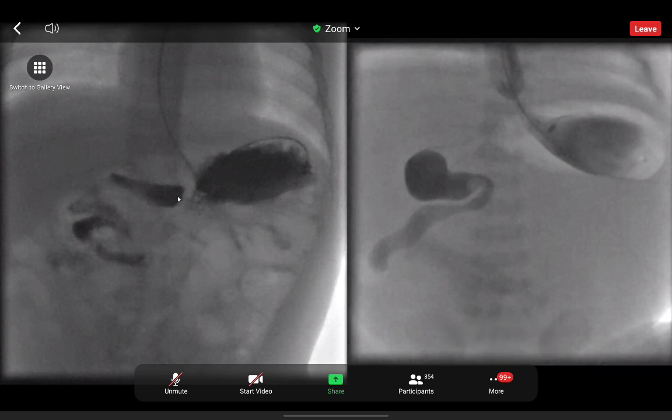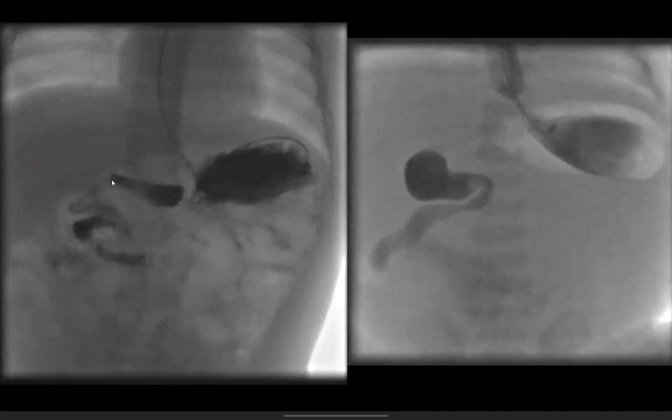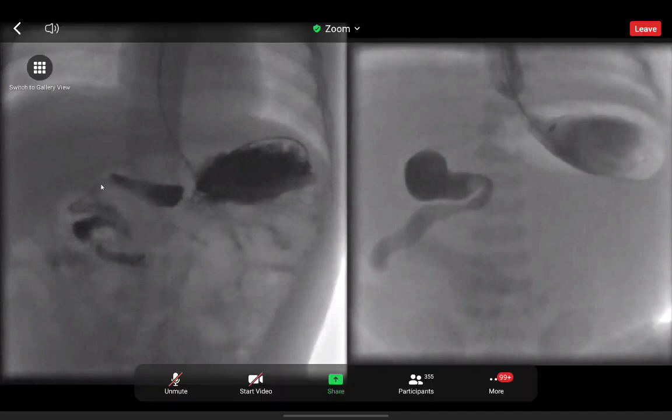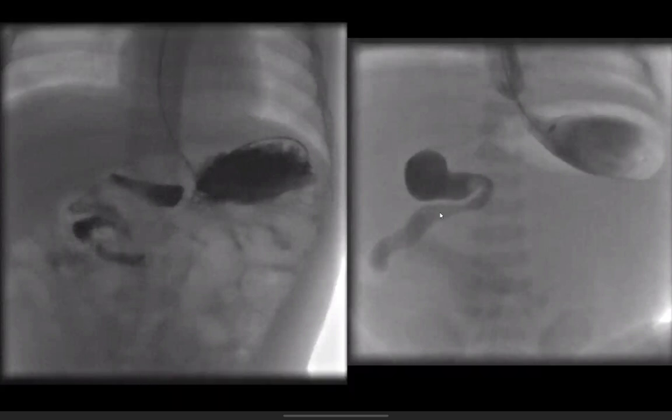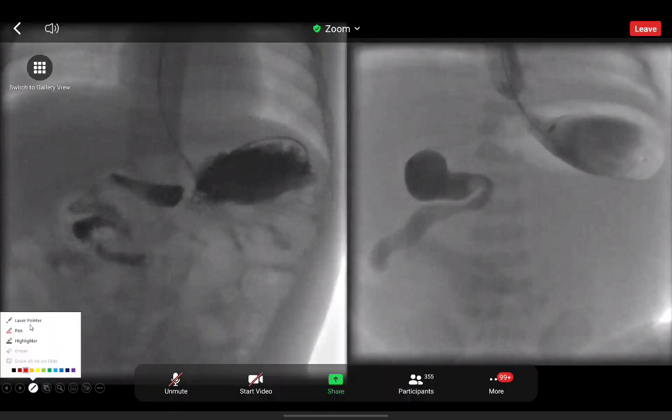You can see contrast leaves the stomach via the pylorus, enters D1, D2 should course inferiorly, D3 should course back over the midline, and D4 should end up in the DJ flexure to the left of the midline in the transpyloric plane. And you can see that in both of these patients, that doesn't happen on either occasion.